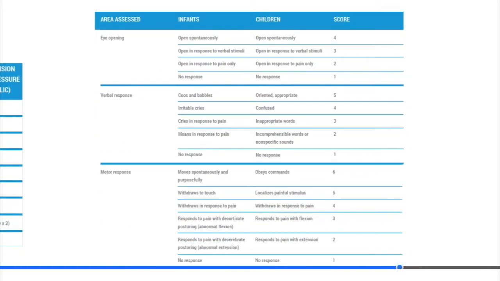This is a table of Glasgow's coma scale for infants and children. Once again, feel free to pause it here to take a look at it.